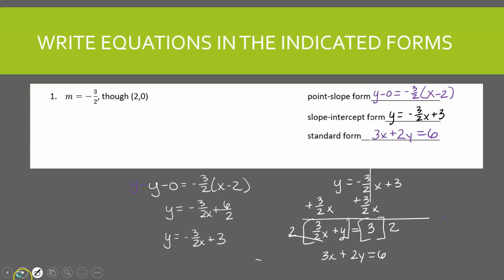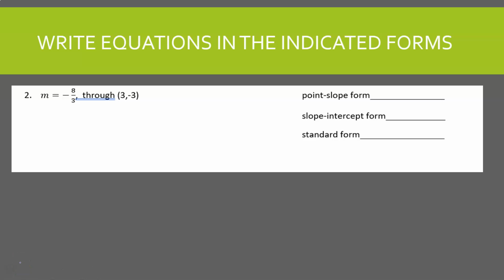All right, let's go to the next one like that. M equals negative 8/3 going through the point 3, negative 3. So I have y plus 3 equals negative 8/3 quantity x minus 3. All right. So I'm going to go from that point slope form. I'm going to simplify and get my slope intercept form.